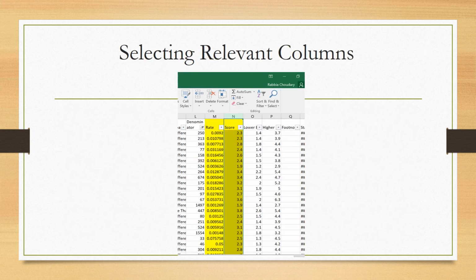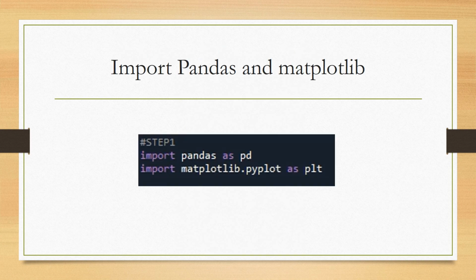After removing the null values, I have selected the relevant columns that will be needed for our scatter plot, which is the rate column and the score column, which I moved to a new spreadsheet so I have a clean slate to work with. We will be importing two libraries into Python. The first one is pandas, which will allow us to load, manipulate, and analyze our data. The second one, called matplotlib, is going to allow us to visualize and plot our data.